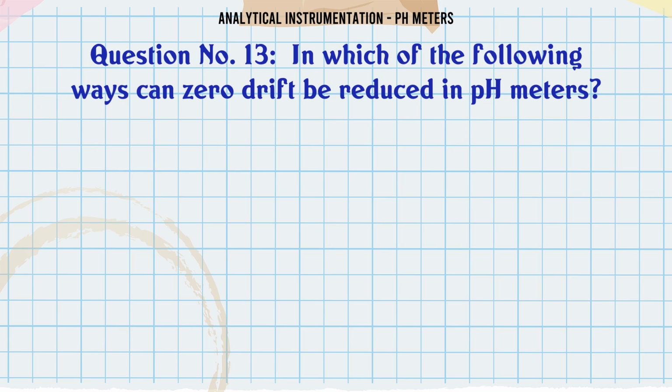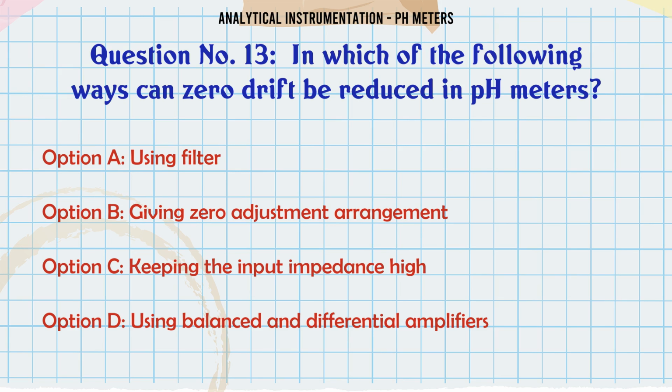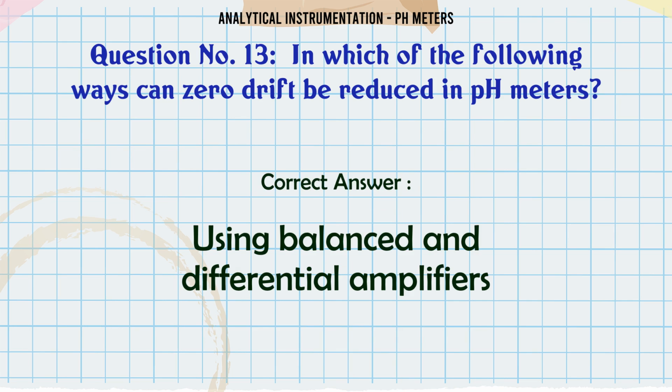In which of the following ways can zero drift be reduced in pH meters? A. Using filter. B. Giving zero adjustment arrangement. C. Keeping the input impedance high. D. Using balanced and differential amplifiers. The correct answer is using balanced and differential amplifiers.